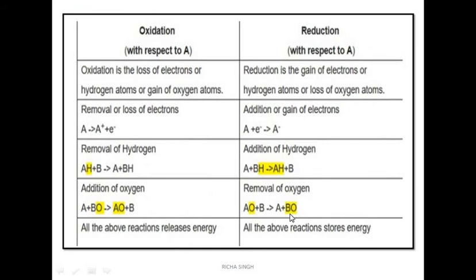Okay. Next, this slide will help you to learn the difference between oxidation and reduction. Oxidation is the loss of electrons and reduction is the gain of electrons. Here you can see the reaction also. Here it is removal of hydrogen, here it is addition of hydrogen. Here it is addition of oxygen, and for reduction it is removal of oxygen.